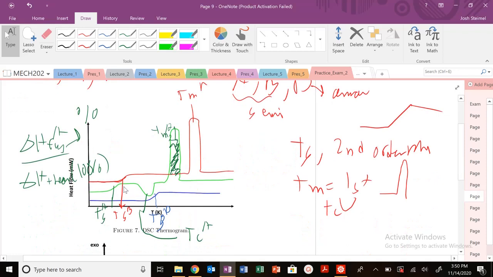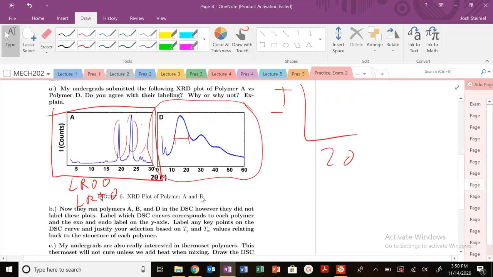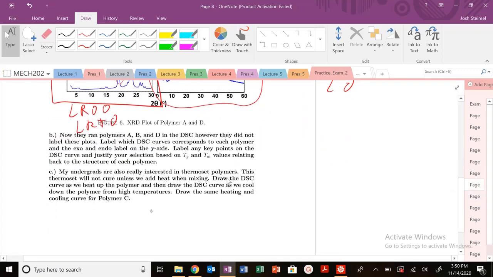So we know that this is going to be endo and exo. So here, let's go back to the question. Interested in thermoset, draw the DSC curve as we heat up the polymer, draw the DSC curve as we cool down the polymer from high temperatures. Draw the same heating and cooling curve for polymer C. One of the cool things that you can do with DSC curves is you can see the reproducibility and whether they cure, thermoset polymers versus thermoplastic polymers.